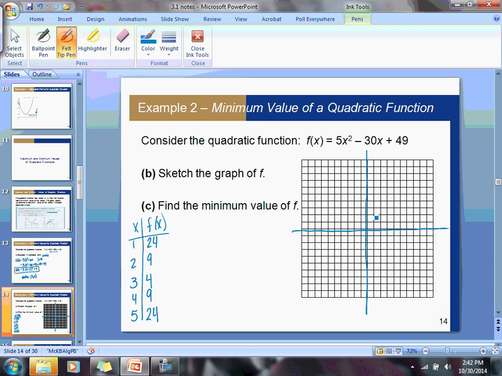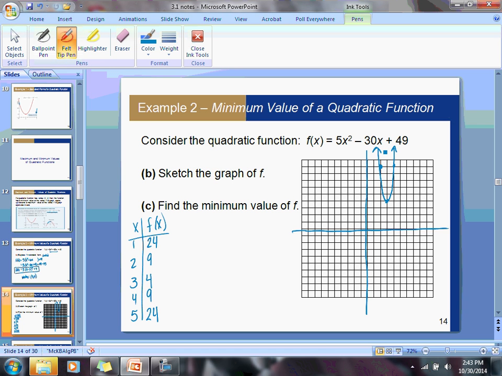So let's see, 1, 2, 1, 2, 3, 4, 5, 6, 7, 8, 9. Okay, I left just enough room. And then (3, 4). Okay, so these are just 3 of the points in my table. So you can see this parabola is going to be really skinny. It's going to be really stretched out, really narrow.